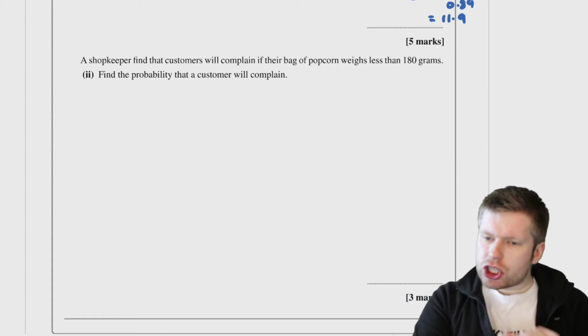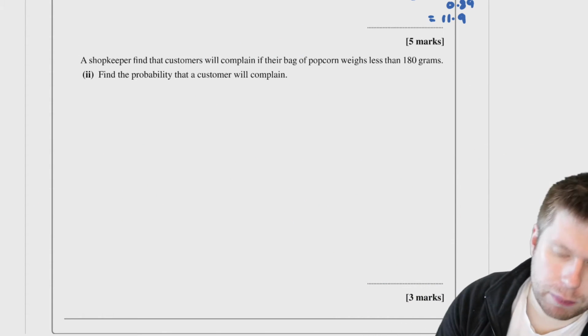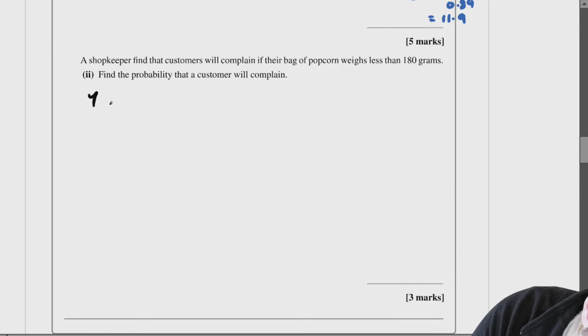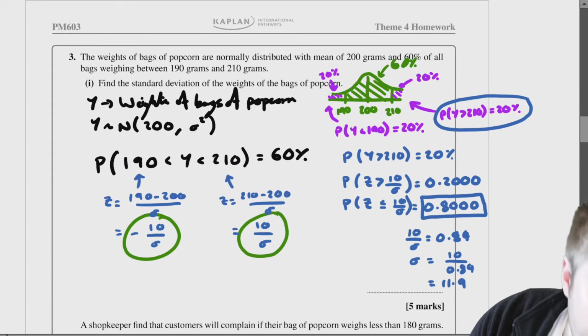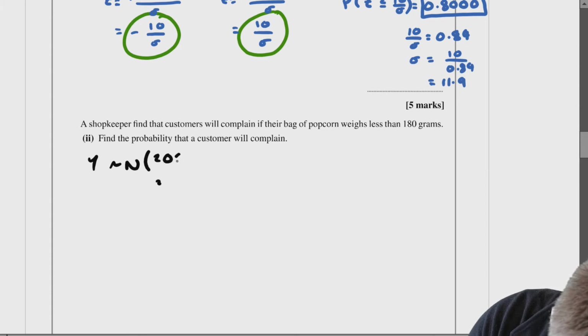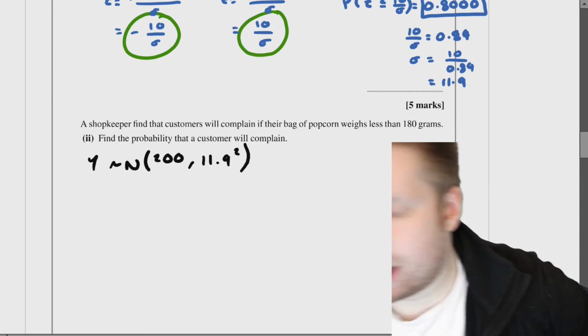Okay, so before I just jump straight into part 2 of question 3, I'm actually going to write down my new distribution. So I've now still got Y, and I know it's normally distributed with a mean. Well, my mean is the same, it hasn't changed, so it's still 200. But I've just worked out that my standard deviation is equal to 11.9. So therefore my variance is 11.9 squared, okay?